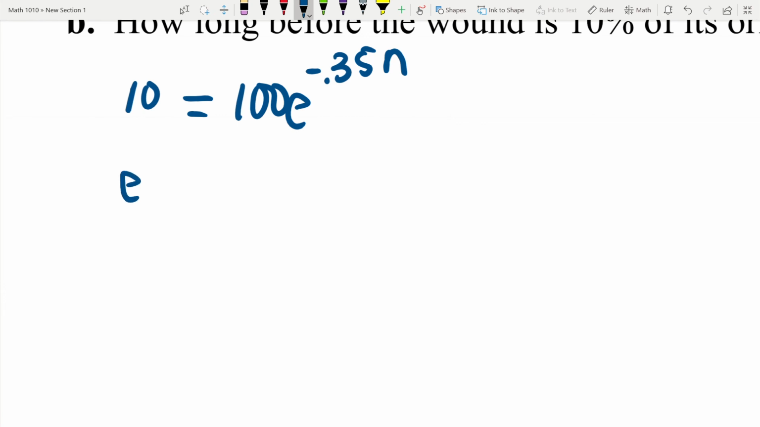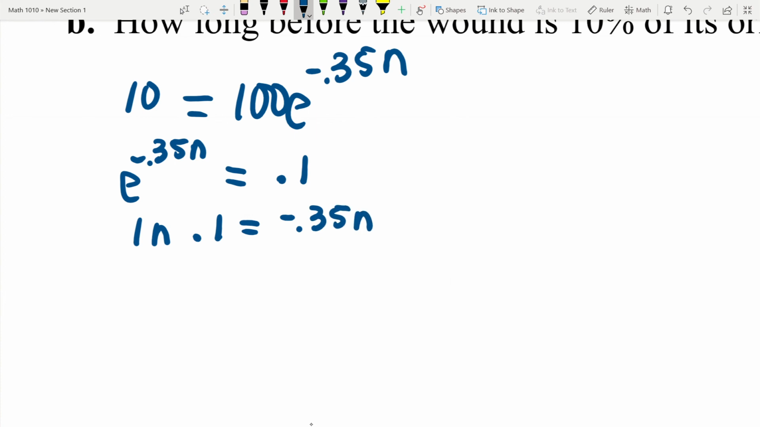What do I do? Divide by 100. So I have e to the negative 0.35n is equal to 10 divided by 100, which is 0.1. And now I'm stuck. I've got my base and my exponent and nothing else, so I convert it. So it's log base e of 0.1. That's ln 0.1. You could write it as log e, you can write it as ln, I don't care. It is equal to negative 0.35n. To solve for n, divide. So it's ln 0.1 divided by negative 0.35.